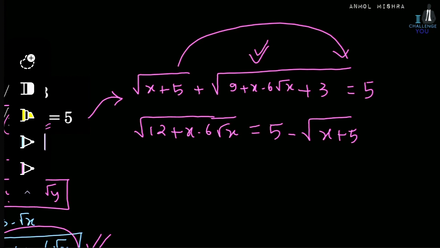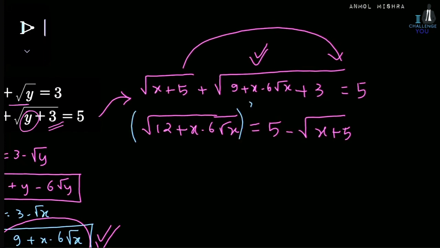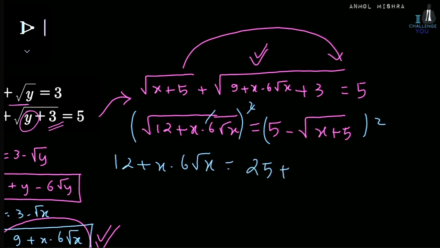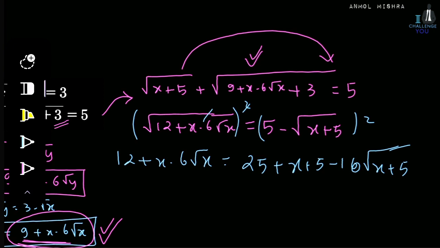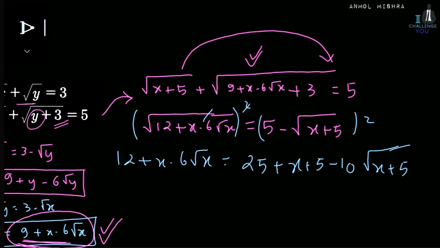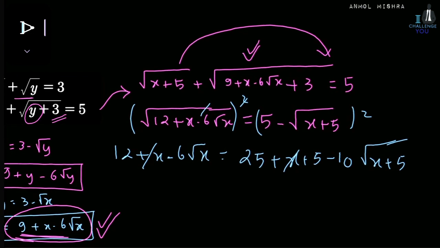Now we will again square both the sides. The square of this is equal to the square of this. Here square and root cancel out, so what remains is 12 plus x minus 6 root x, and that is equal to 5 square, that is 25, plus root x plus 5 the whole square, that is x plus 5, and minus 2 into 5, 10 root of x plus 5. Now we can see this x and this x cancel out, so what remains is 12 minus 6 root x equals 25 minus 10 root of x plus 5 plus 5. Now 25 and 5 is 30.